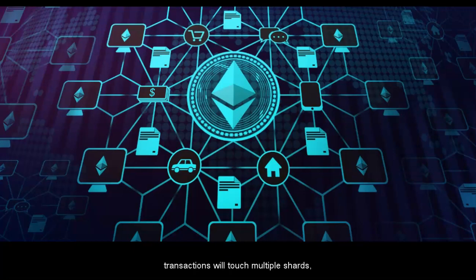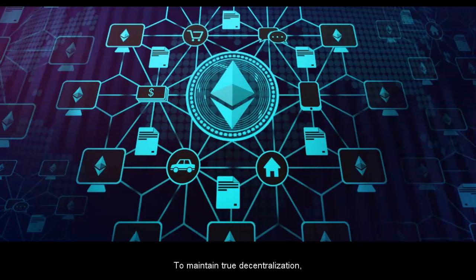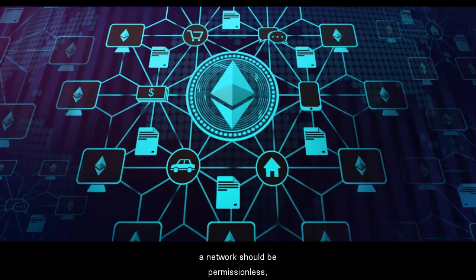So now that we know what sharding is, let's talk about NEAR protocol focusing on decentralization, and that is the second unique feature of NEAR. To maintain true decentralization, a network should be permissionless, meaning that potential node operators should be able to join freely, as opposed to incentivizing pooling.